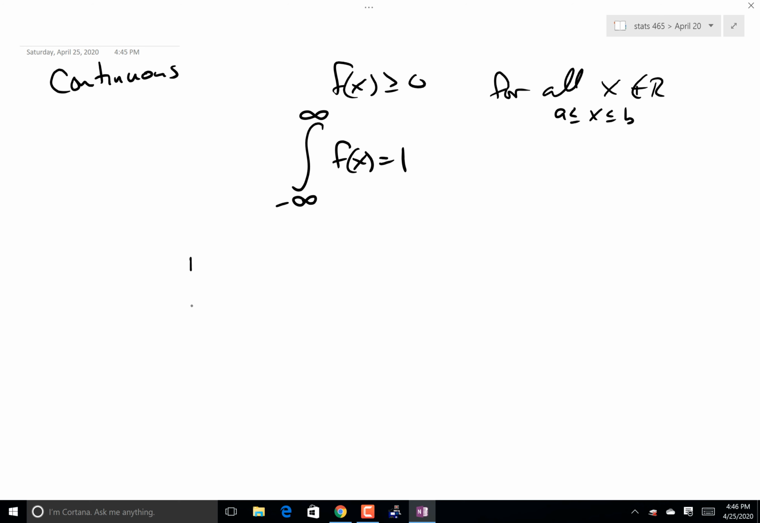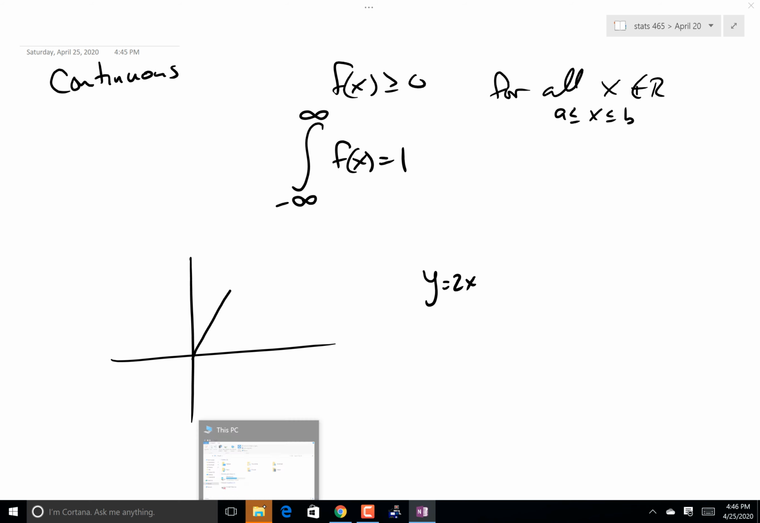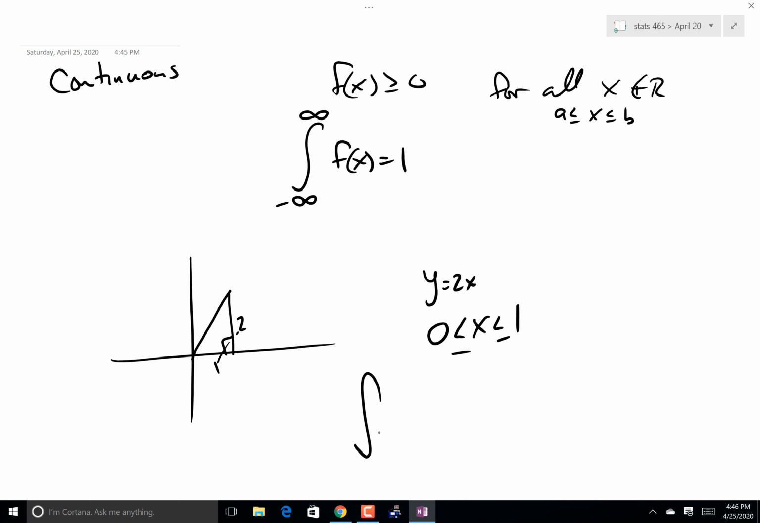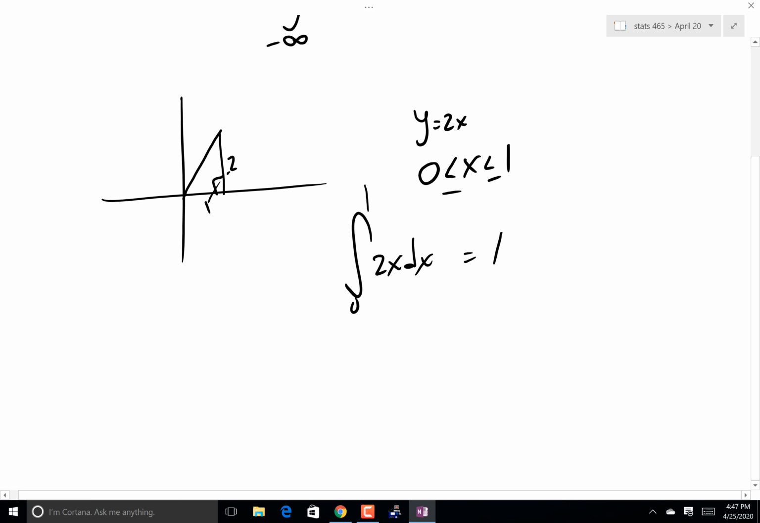For instance, let's do this guy here. So here's y equals 2x, and let's do him from 0 to 1. Okay, boom. That's the height of 2. This is 1. 2 times 1 is 2, divided by 2 because it's a triangle. This has an area of 1. In other words, if you integrated this guy over the interval from 0 to 1, you will get 1. By definition, that is a PDF.